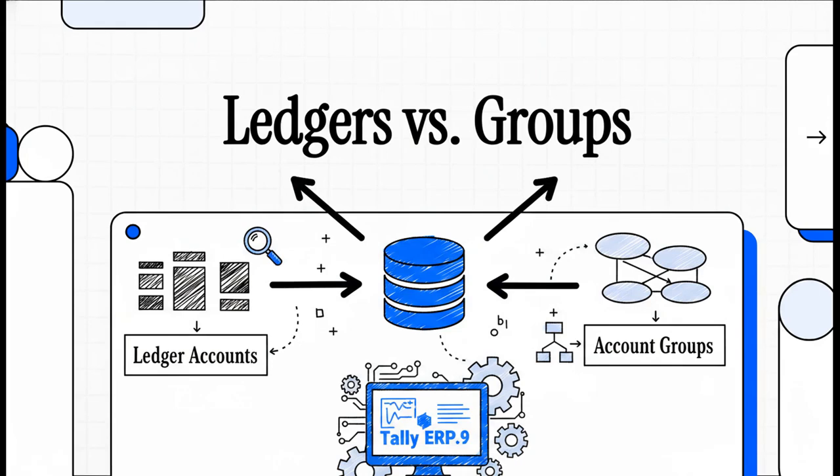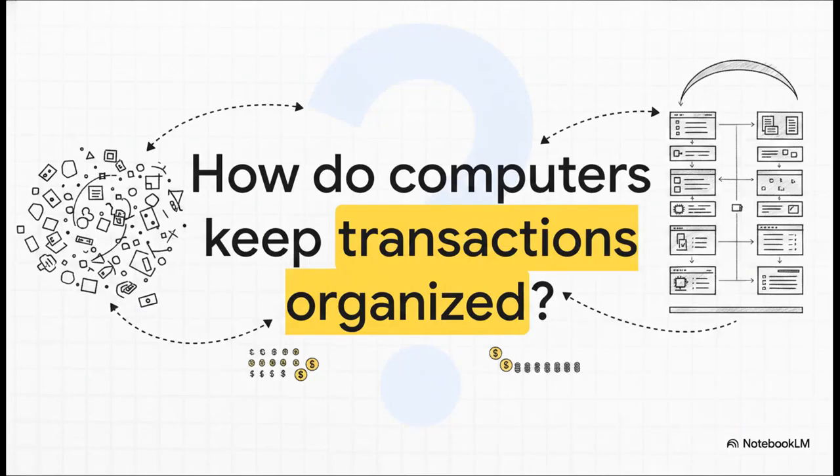Welcome to This Explainer. Today, we're decoding the foundational architecture of computerized accounting systems. We're going to look specifically through the lens of Tally ERP.9 to see exactly how your business data gets structured, stored, and managed right from the ground up. But first, I want to pose a pretty fundamental question to you. How does a computer actually keep thousands of transactions organized?